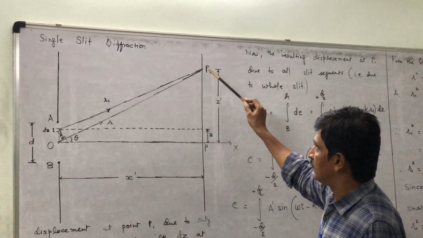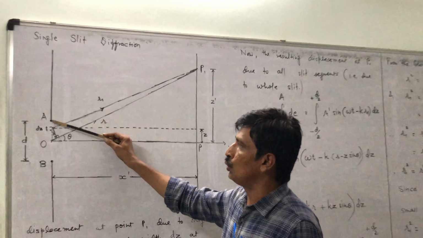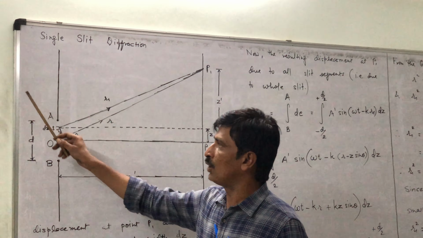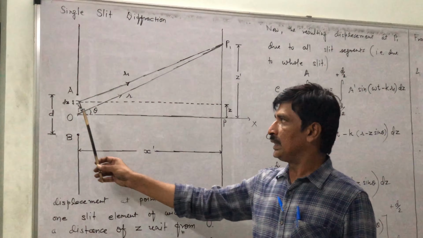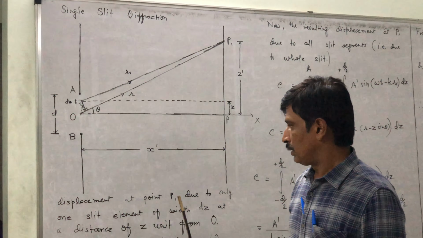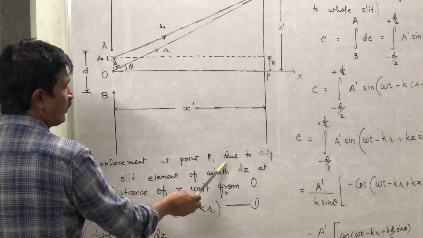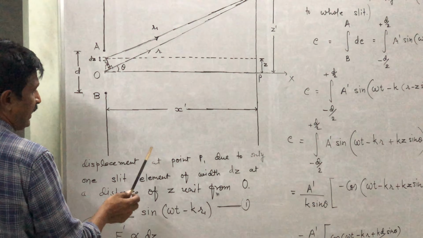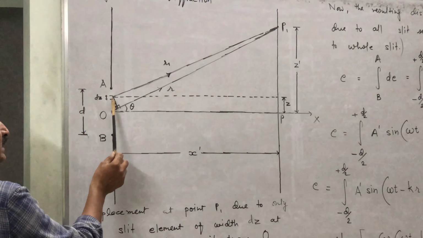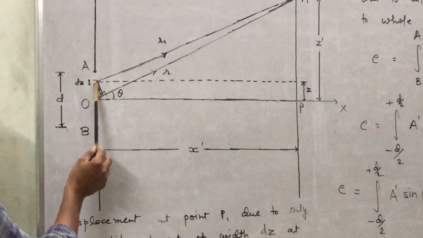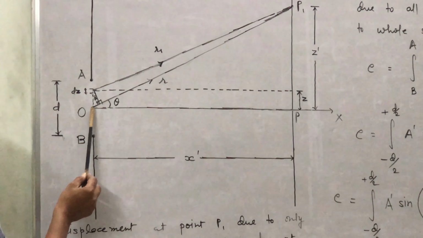We want to find the resulting intensity at some random point P1 due to this single slit, and we are illuminating a wide source, especially laser light. So we want to find the displacement at point P1 due to only one slit element, width dz. We have considered a small slit element having width dz at a distance of z units from the center point.